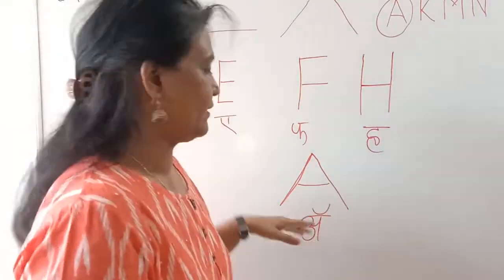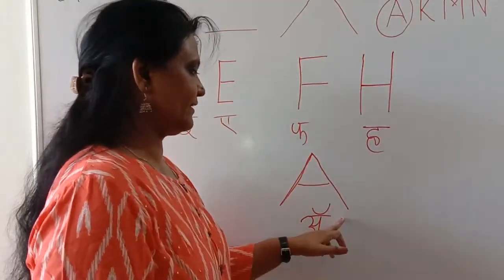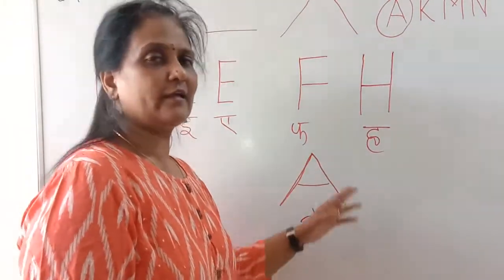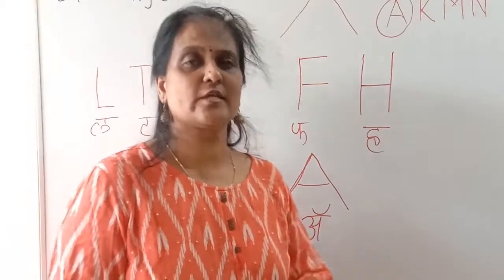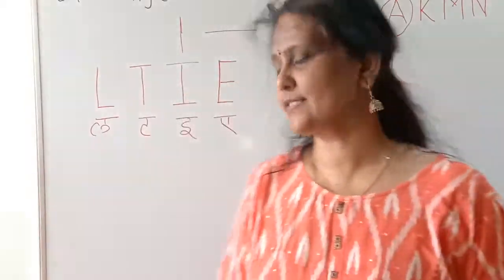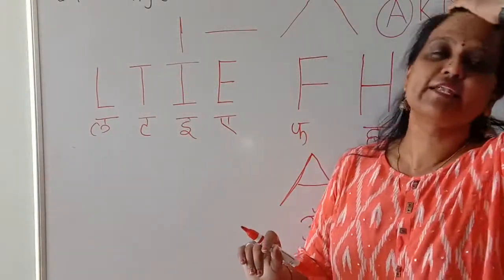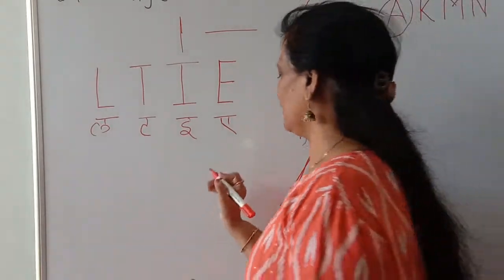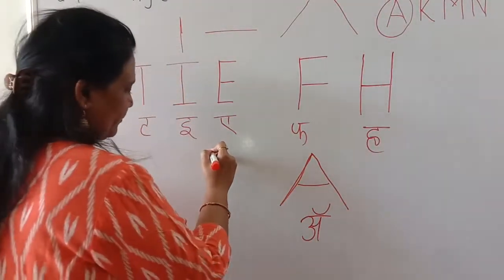A. I draw a slant line, then sleeping lines. It becomes A. A says "a". A says "a". Right? The next letter we have to learn is K.